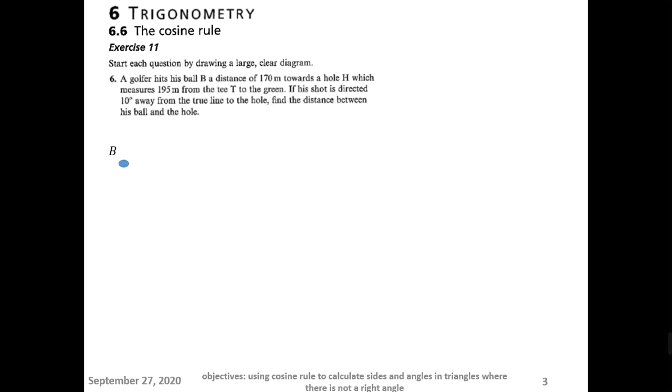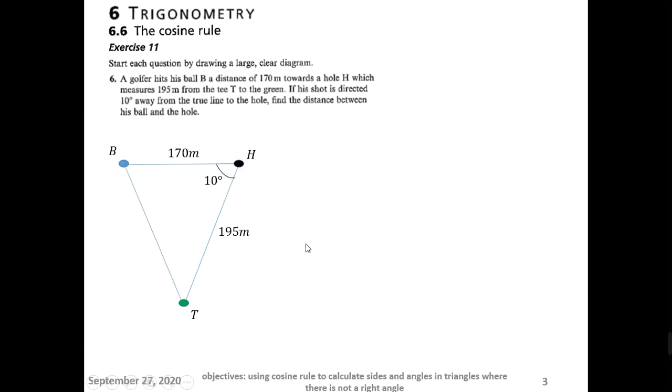So if this is B, a golfer hits his ball B at a distance of 170 meters towards a hole H, which measures 195 meters from T. So this is spot T, and this is the 195. The angle between the 170 and the 195 is 10 degrees, as you can see here. If his shot is directed 10 degrees away from the true line of the hole, he hits the ball towards H with an angle of 10 degrees.